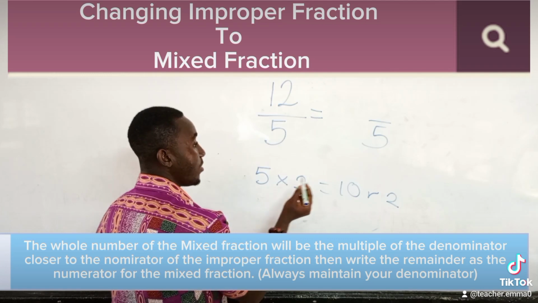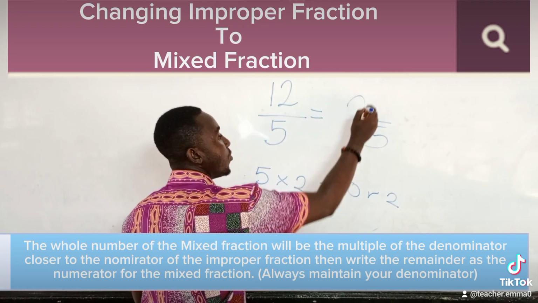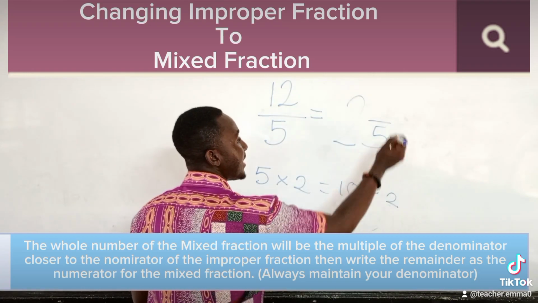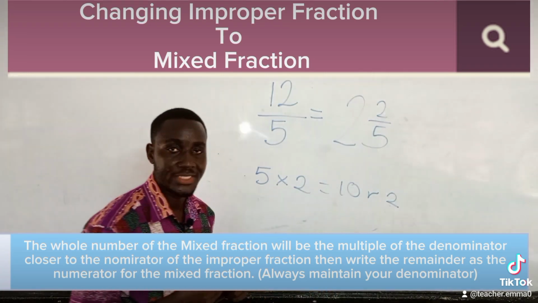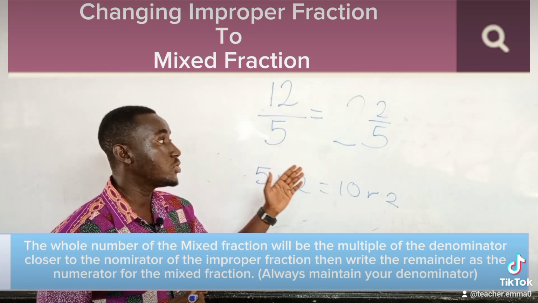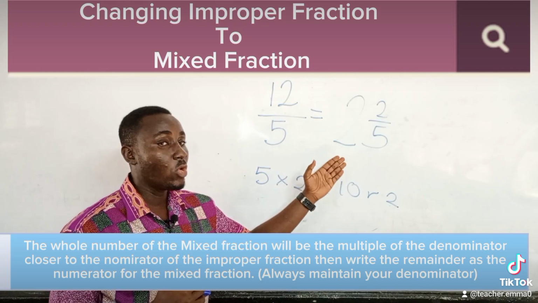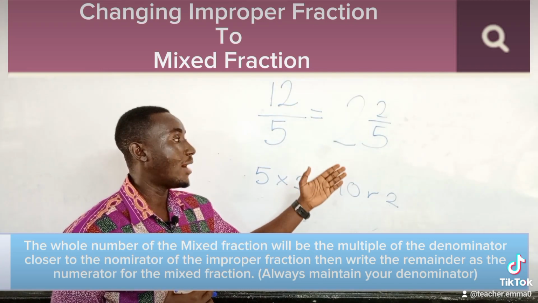So your 5 is already your denominator. Your 2 here will become your whole number. And then your remainder, which is 2, becomes your numerator. So converting 12 out of 5 into a mixed fraction, you are going to get 2 whole number, 2 out of 5.